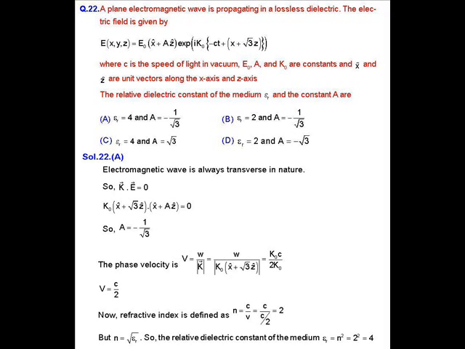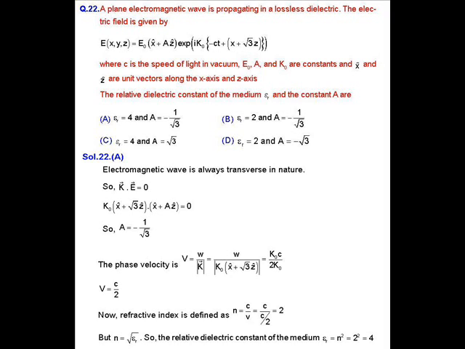Now, in this expression, we can see that c is the speed of light in vacuum, E naught, A and k naught are constants, and x cap and z cap are unit vectors along the x and z axis. We have been asked to calculate the relative dielectric constant of the medium, that is ER, and the constant A.